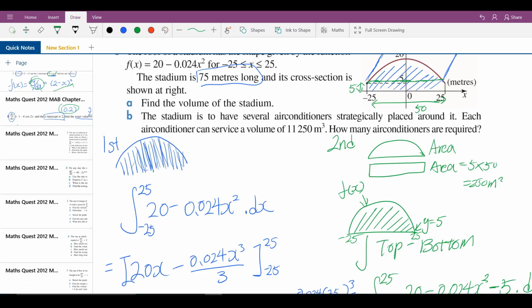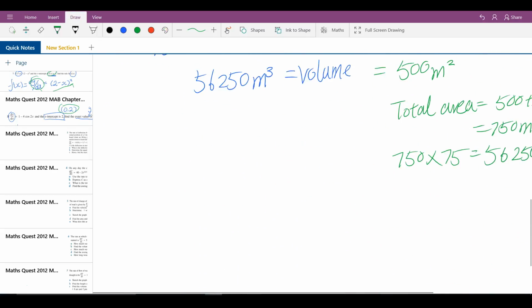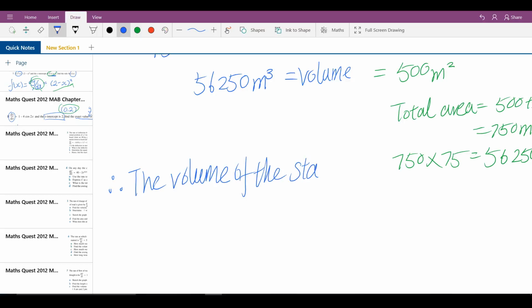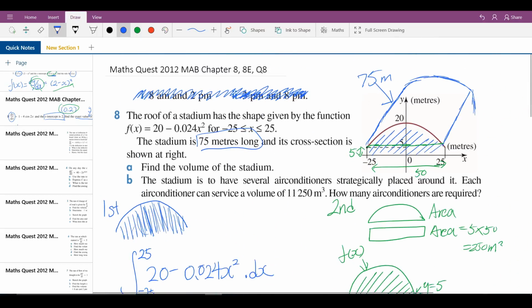All right. So we have to answer the question and find the volume of the stadium. So therefore, the volume of the stadium is 56,250 meter cube. All right, that's it. Let's go on to question B.